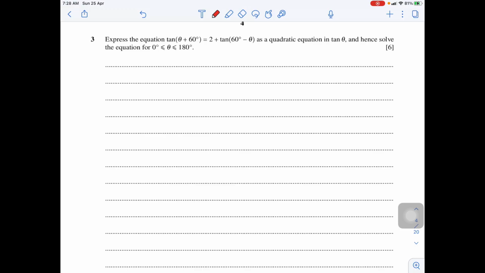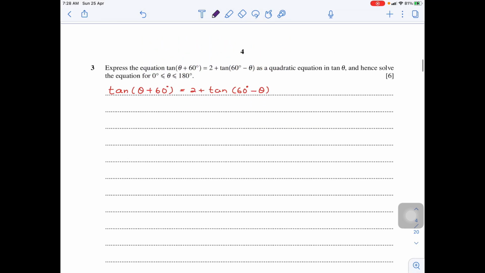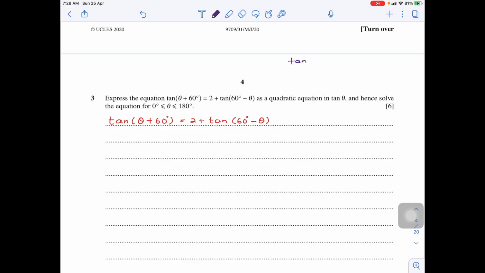Express the equation tan(theta + 60) = 2 + tan(60 - theta) as a quadratic equation in tan theta, and hence solve the equation for 0 degrees ≤ theta ≤ 180 degrees. So I'm starting with the left hand side, tan(theta + 60), equals 2 plus tan(60 degrees - theta).